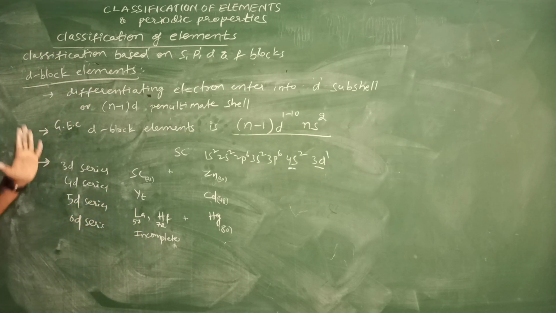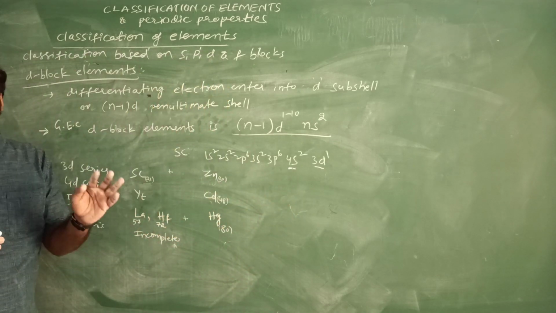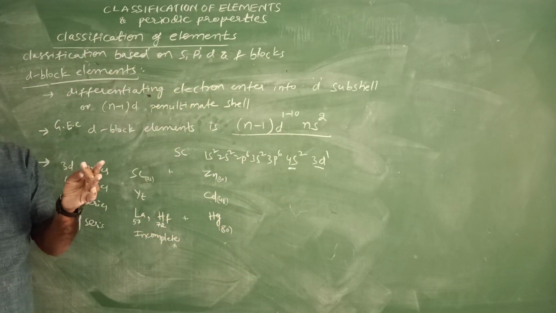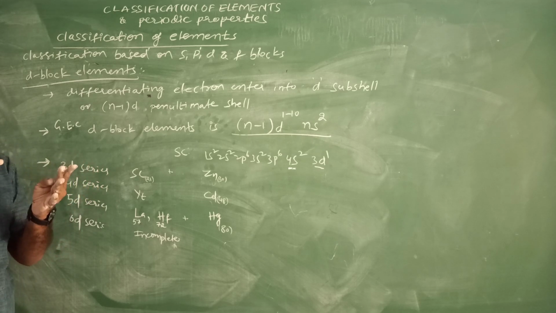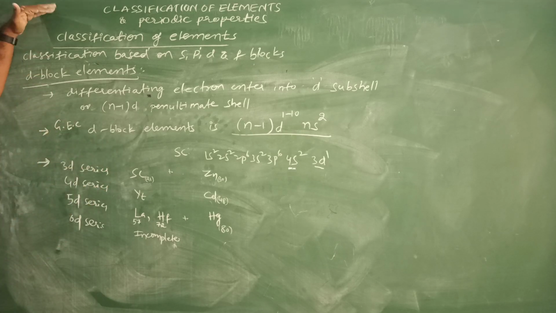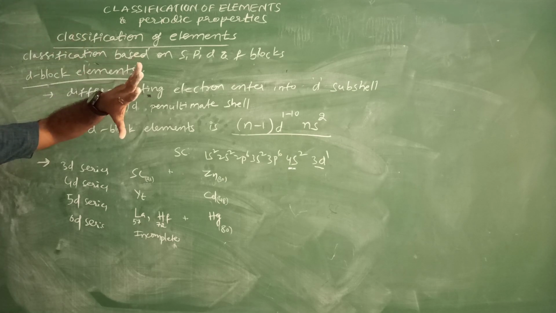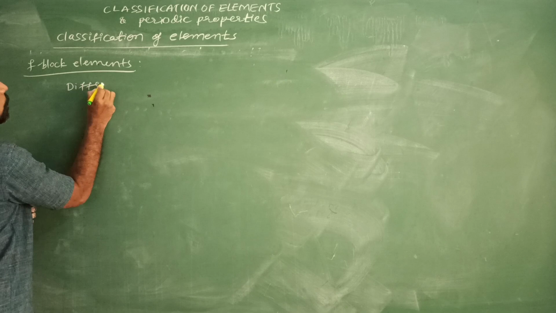So these are the d block elements. In d block elements, how many groups are present? Ten groups: 3B, 4B, 5B, 6B, 7B and 8B, here 8, 9, 10, and 1B and 2B. Remember, in S block only 2 groups, in P block 6 groups, and in D block 10 groups are present.